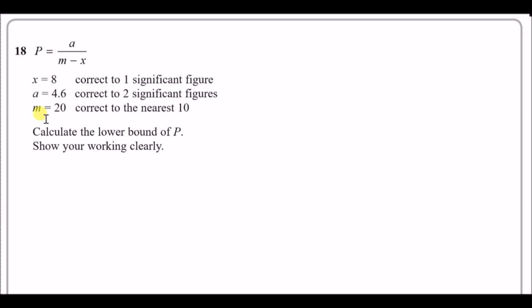Okay, number 18. So it tells us that we have p equals a over m minus x. And each of those 3 letters have been rounded to either 1 significant figure, 2 significant figures, or the nearest tens. Now, to have a look at this carefully, that means each of these values was probably some decimal or different value before. So x, for example, has been rounded to 8. So it could have been anywhere between 7.5 up until just before 8.5.